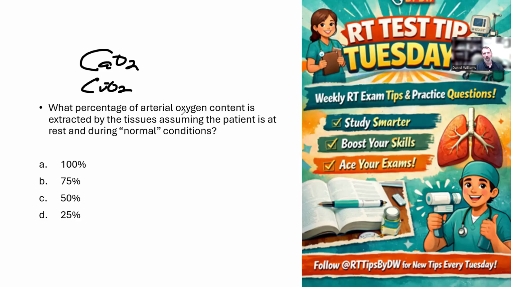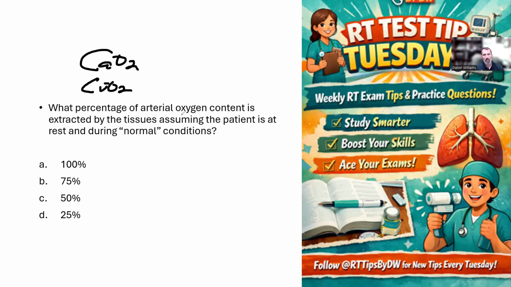When we talk about the content of arterial oxygen, we've got to think about O2 transport. We also take into account the oxygen equilibrium curve. There's a lot of that you need to understand, but not necessarily specifically for this. We can start off understanding that normal conditions include a normal body temperature, so 37 degrees Celsius or 98.6 degrees Fahrenheit.